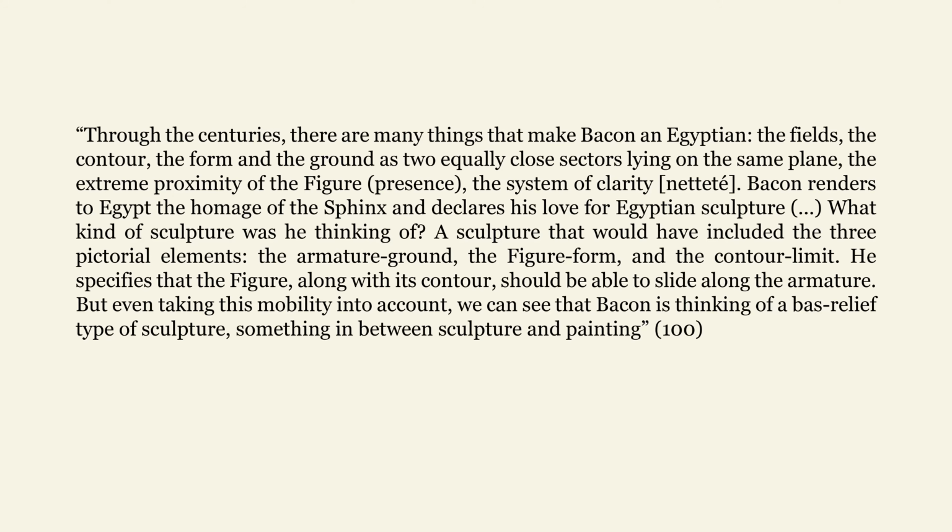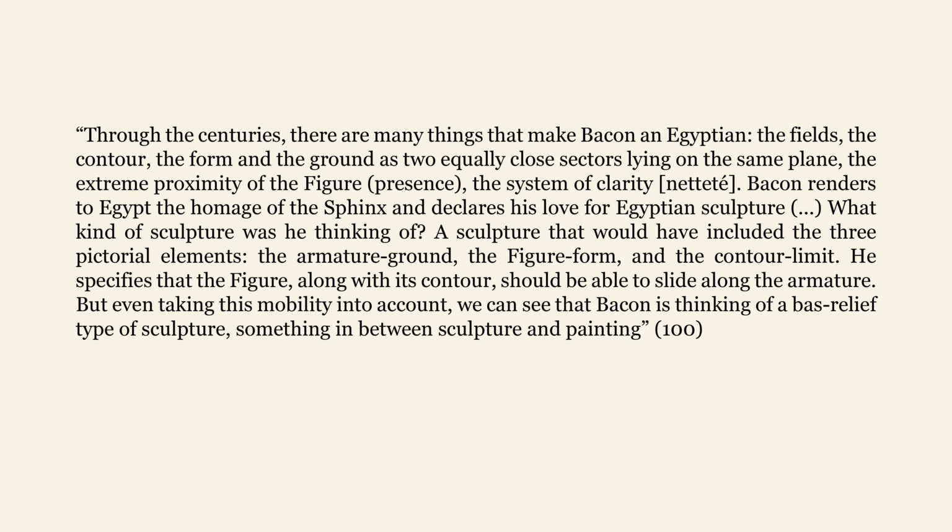Through the centuries, there are many things that make Bacon an Egyptian: the field, the contour, the form, and the ground, as two equally close sectors lying on the same plane, the extreme proximity of the figure, presence, the system of clarity, from the French netteté. Bacon renders to Egypt the homage of the Sphinx and declares his love for Egyptian sculpture.